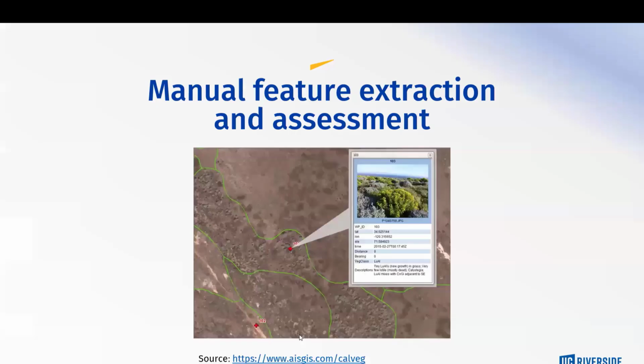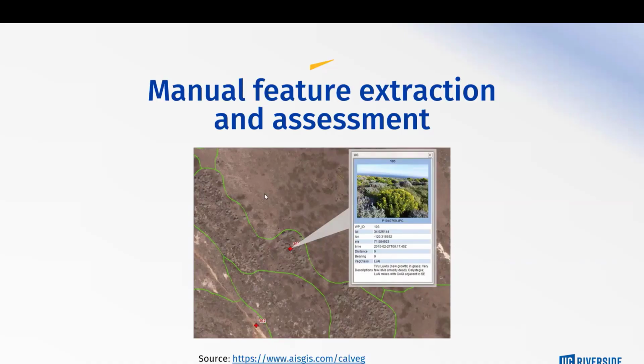I'm going to wrap up by talking a little bit about the old school way of doing things, manual feature extraction and assessment, which is where a human looks at the image, has background knowledge, applies that knowledge to what they're seeing on the image, and makes delineations. In this case, this is a vegetation map where a person drew these boundaries, differentiating one vegetation community from another. And this was a ground photo taken at this location.